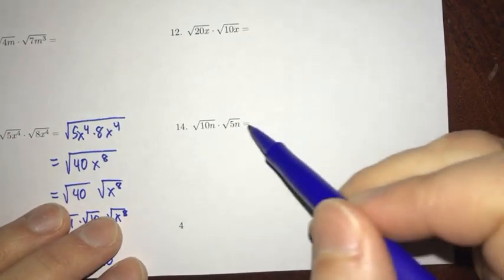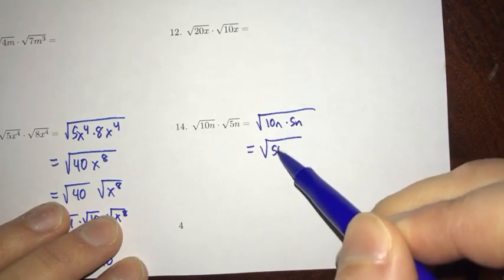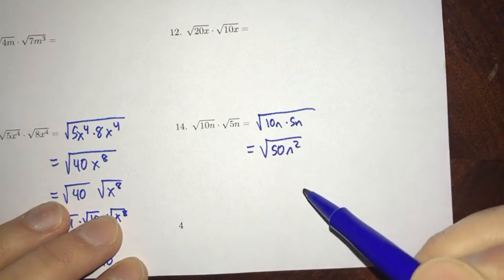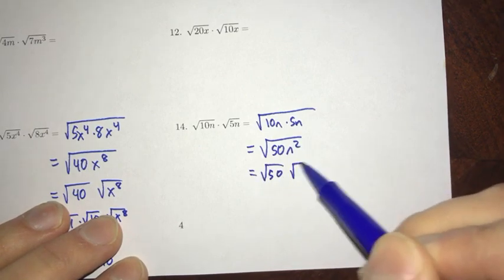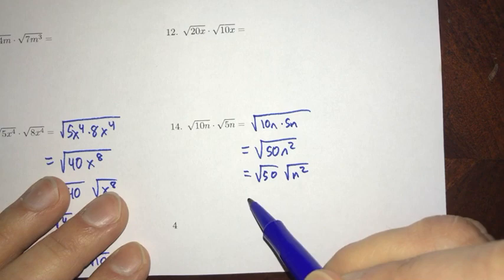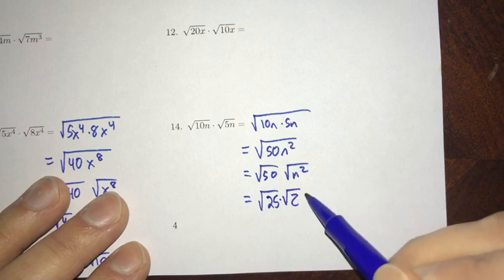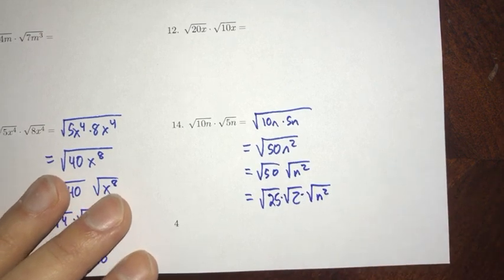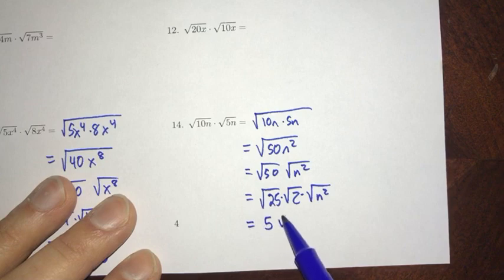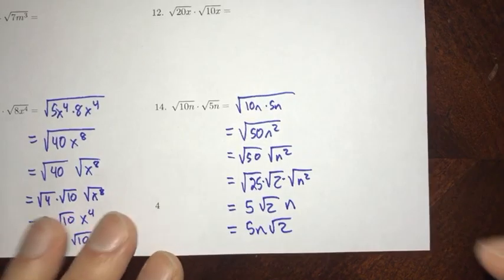Let's look at this one again. Here I'm going to combine these: 10n times 5n. That makes 50n squared. Now let me look at 50 separately and n squared separately. How can we break up 50 in a helpful way? How about 25 and 2? Square root of 25 is 5. That's why I made that. Square root of n squared is just n. And again, I'm going to write it like this. Okay, try a couple of these that I've left blank. I'll check the completed notes for those.